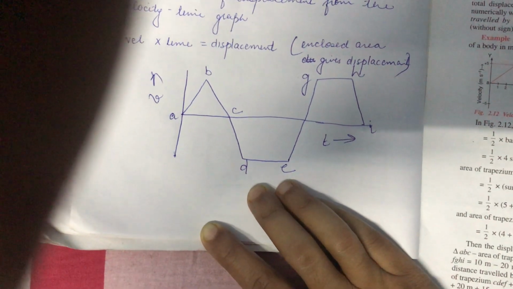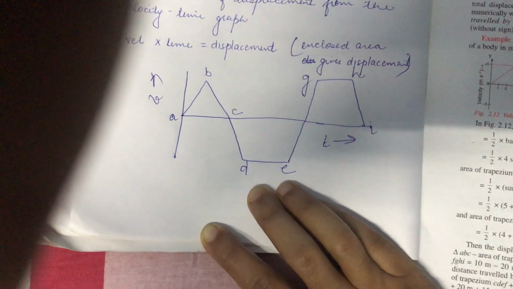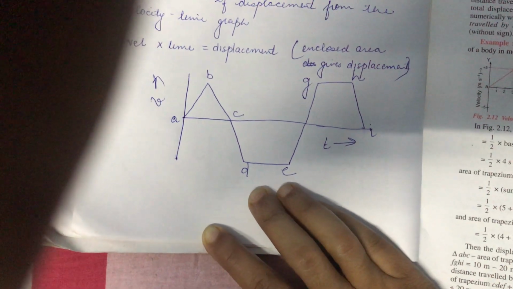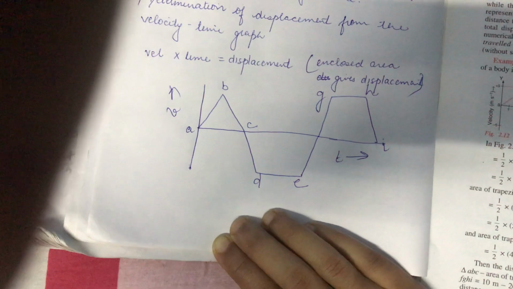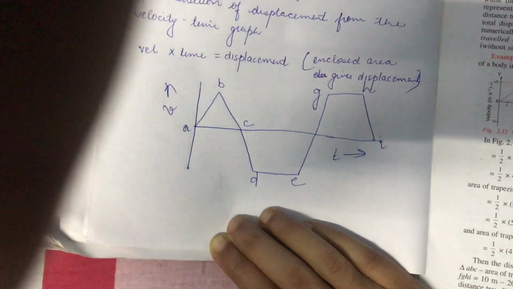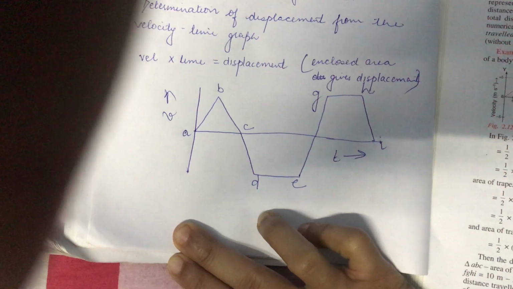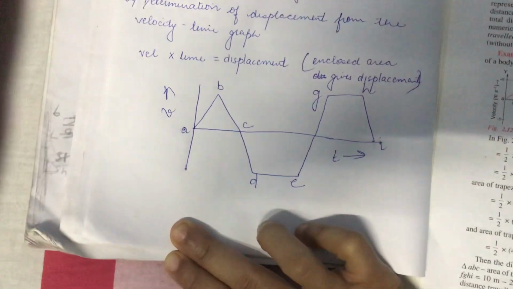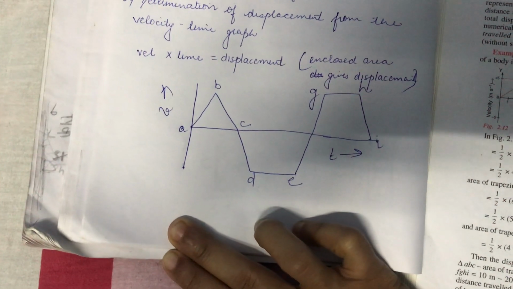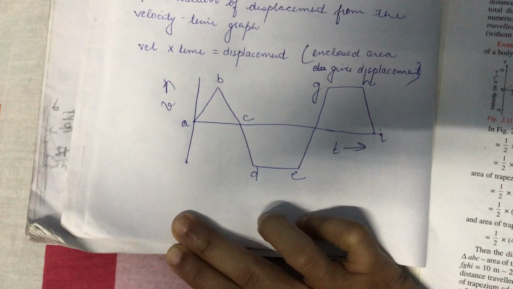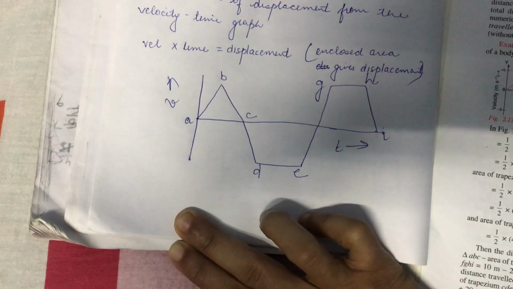So now how will we find it out? I told you one thing, that when we have a velocity time graph, from the velocity time graph we find the area covered. Why? To find the displacement. Area under the curve will give you displacement. I am repeating it again: area under the curve will give you displacement.